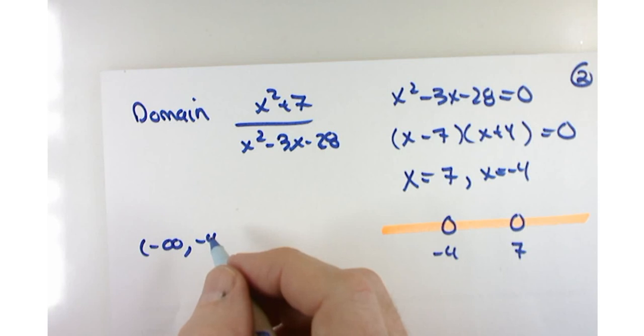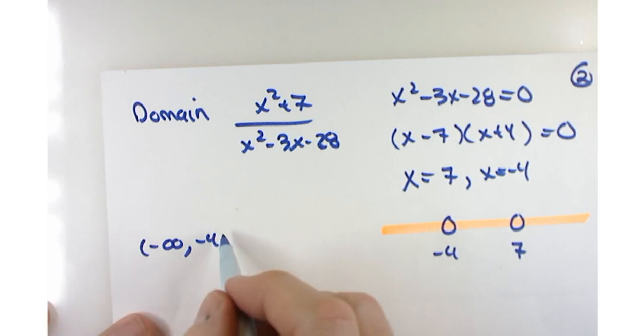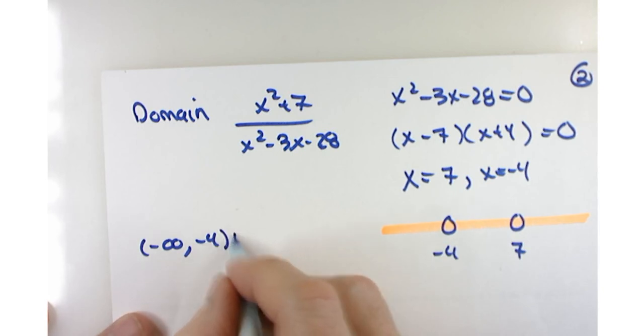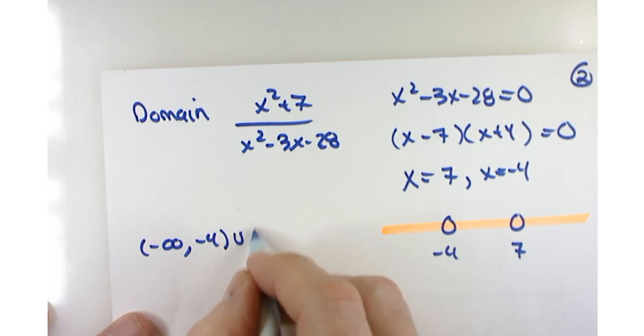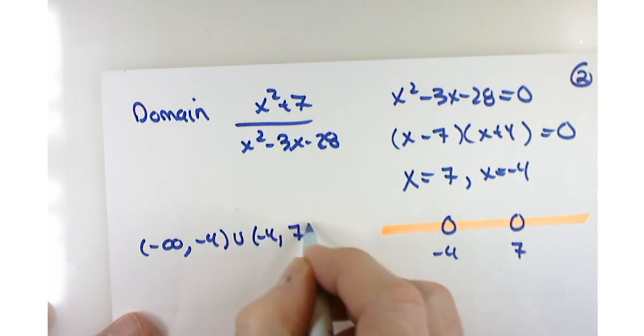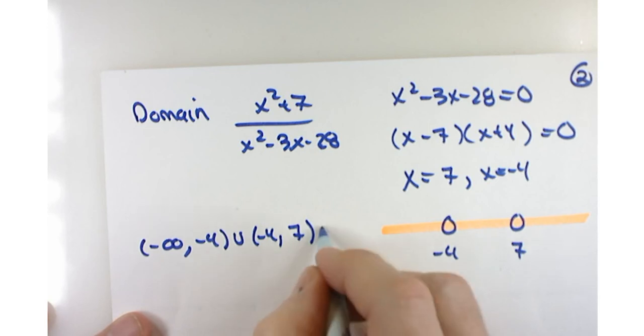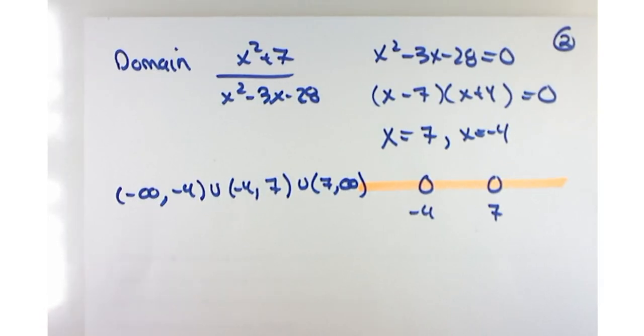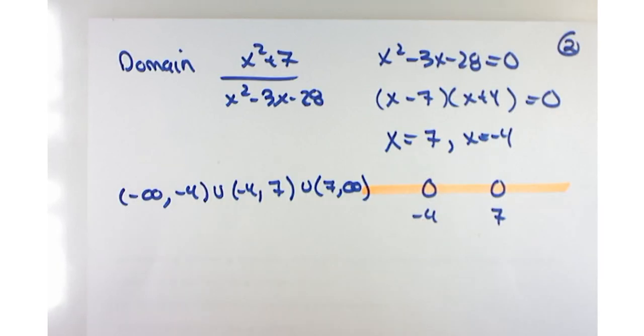Amber, does -4 get a bracket or parenthesis? Parenthesis. Good. Parenthesis, thank you. Union, and then -4 to 7, parenthesis. Union, 7 to infinity. So that's your answer in interval notation. Basically, it's everything but those 2 points. All right, looking good, looking good.